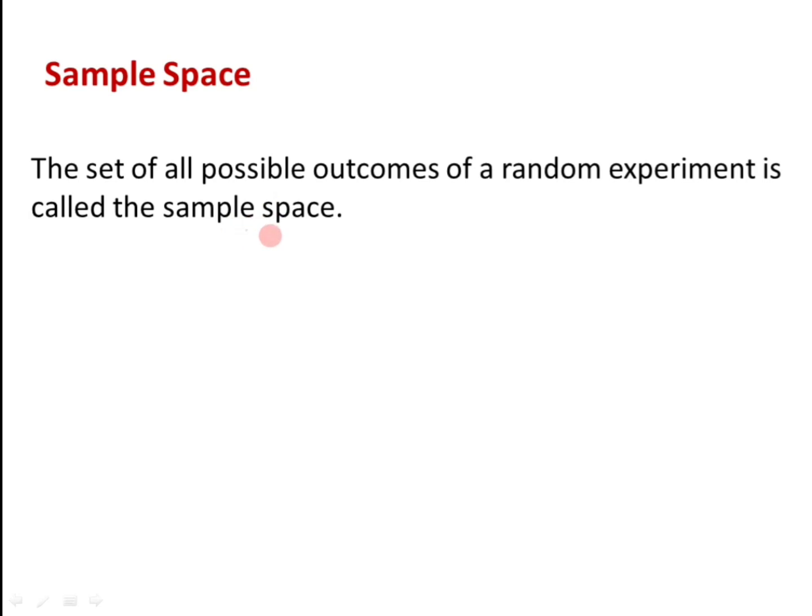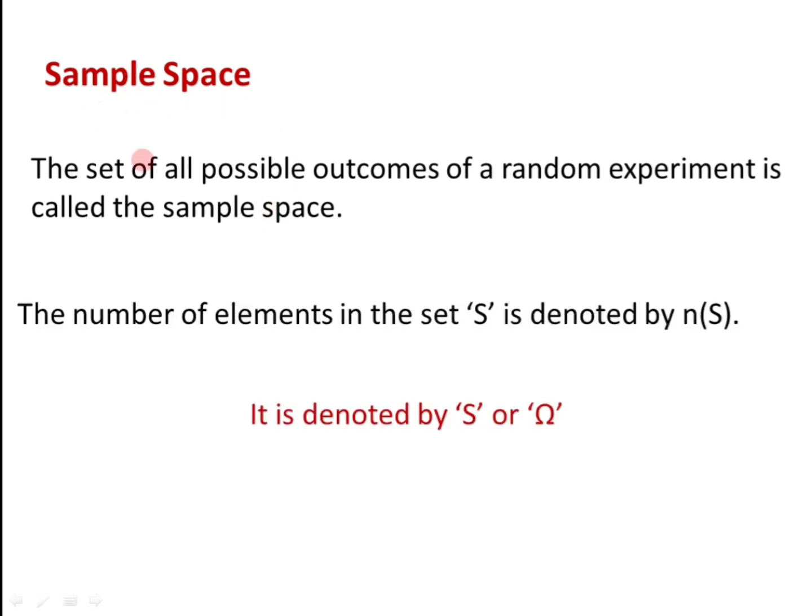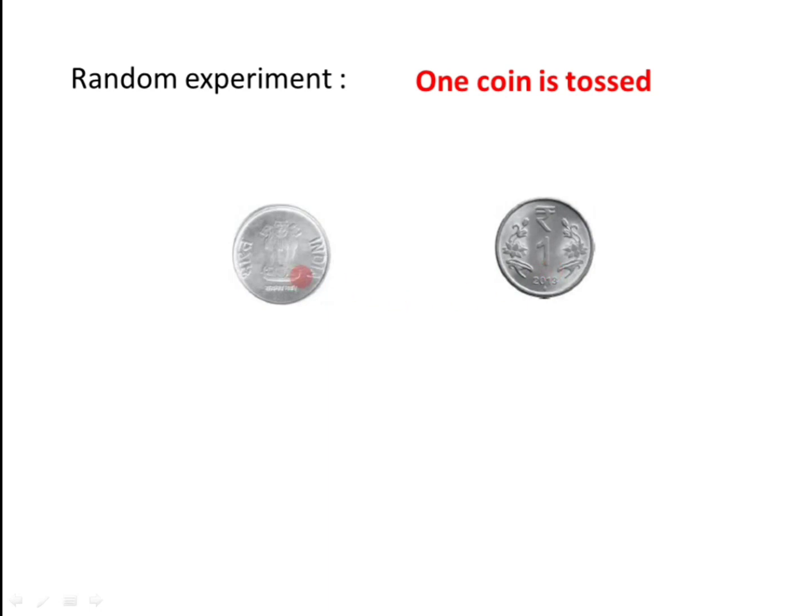That means suppose if we toss a coin, we get either head or tail. If we collect these 2 points, we get the sample space of a random experiment. Sample space is denoted by the letter S or omega, and the number of elements in the set S is denoted by n(S). Now let us find out the sample space for some random experiments. First of all, let us consider the first random experiment, that is, one coin is tossed. If one coin is tossed, either we can get head or we can get tail. So these are the two outcomes that we get in this random experiment.